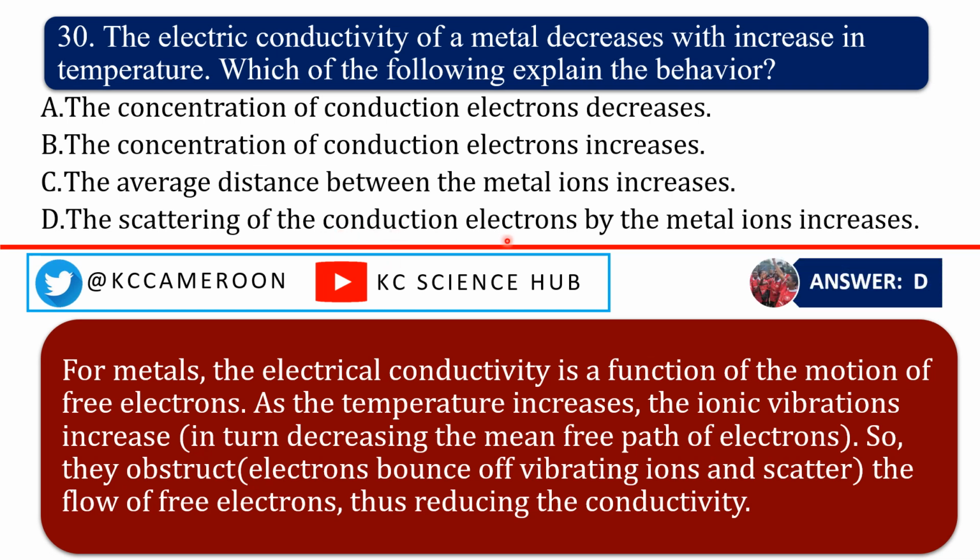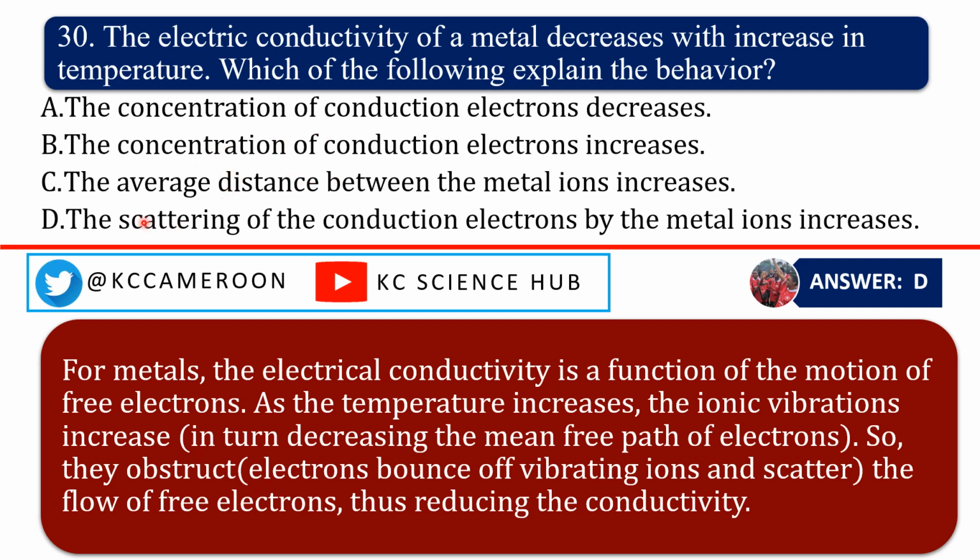The scattering of the conduction electrons by metal ions increases. If you want to know why A, B, and C are wrong: A says the concentration of conduction electrons decreases. That's not true. Whether you're increasing the temperature or decreasing it, the concentration of conduction electrons does not vary in metals, because they have a sea of delocalized electron cloud. That does not change no matter what, unless the atom is completely ionized. But in this case, we're just increasing temperature.